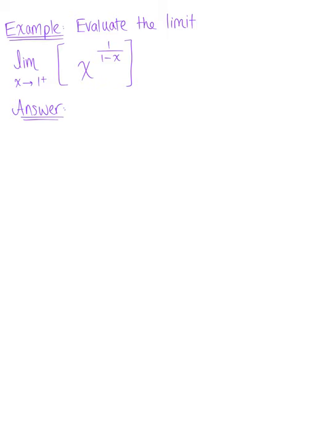Evaluate the limit. We have the limit as x is approaching 1 from the right-hand side of x raised to the 1 divided by 1 minus x. So we'll start this problem off by attempting to evaluate. We're replacing every x with x approaching 1 from the right. We have 1 approaching from the right raised to the 1 minus 1 approaching from the right-hand side.